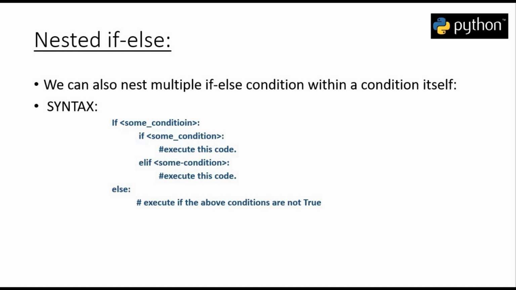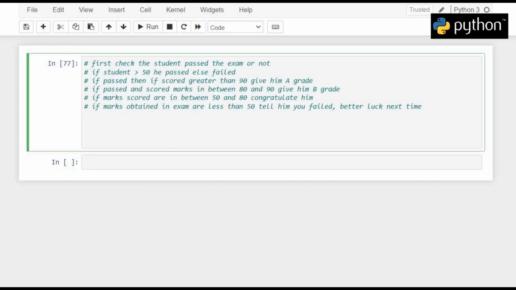Now there may be some situations in which a single condition is dependent upon some other condition itself. For example, let's consider our student case. Let's say that we first check whether the student passed the exam or not. For that we will first check the condition that if the student scored marks greater than 50 or not. And if the student scored marks greater than 50, then we will check whether the marks scored is greater than 90, or between 80 and 90, or between 50 and 80.